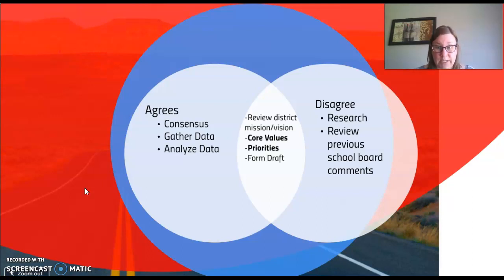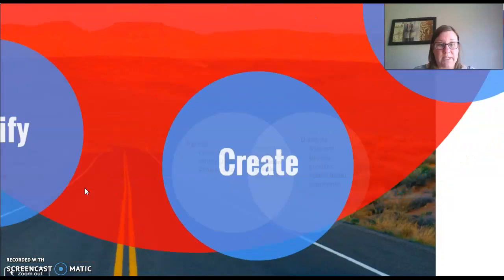If she disagrees, I know that I need to do more research and possibly try to review some of the previous school board comments or reach out to other leaders in the district to see what shaped their philosophy and vision statements. There are some things that will have to occur either way, such as reviewing the district's mission and vision and making sure we're in alignment, making sure that we have statements on core values, priorities, and then forming a draft.